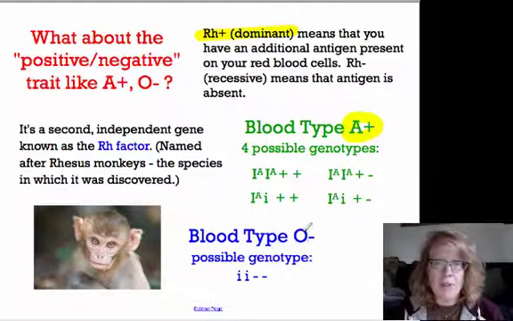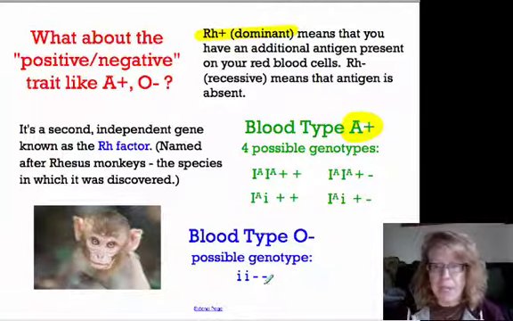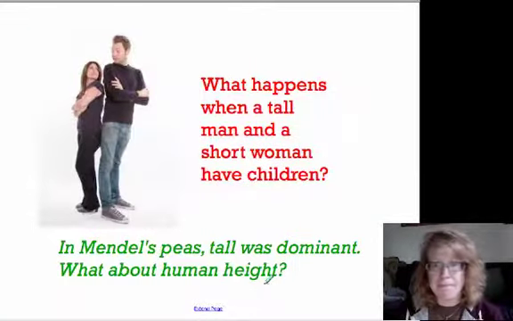If you're O negative, and there will be a few of you in class that are, there's only one way to get that particular one. Your genotype has to be recessive at both genes. Little I for the O, and then negative negative for the RH. I just put that in there as an aside because I know you've heard of it.